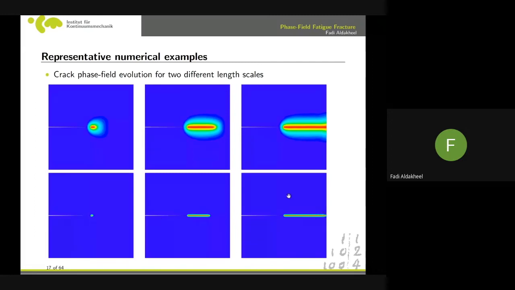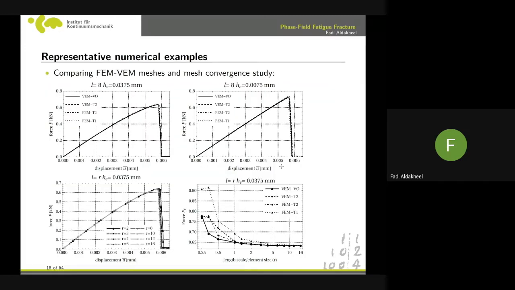This is the smaller length scale, and this is the bigger length scale. As we have seen in this diffuse approach, here you need more elements, so it's more computational cost, let's say, compared with the other one. Well, let's see how the structural response, how the load-displacement response looks. Combining the finite element method with the virtual element method, they all work really well for all length scales.